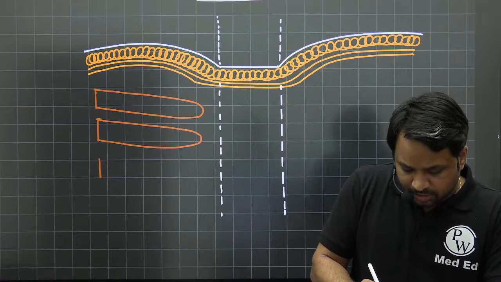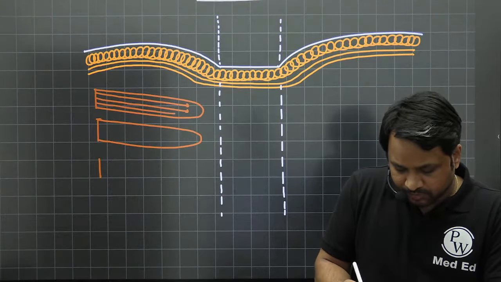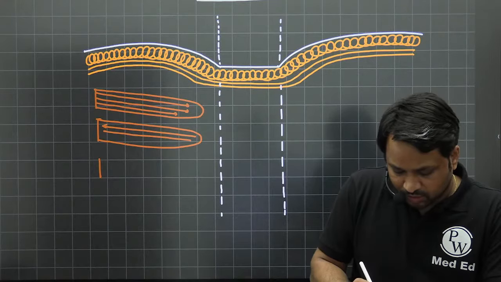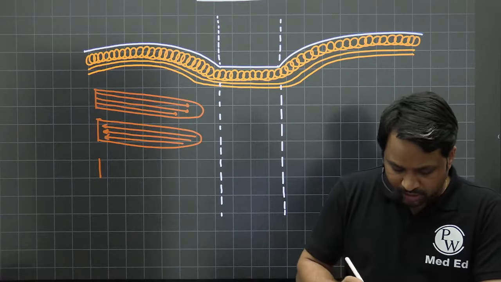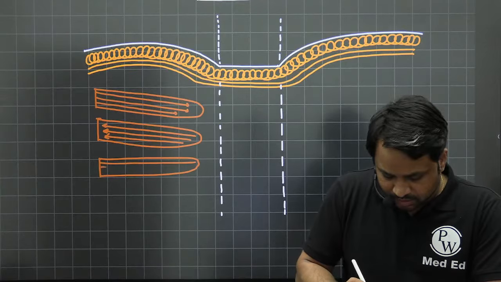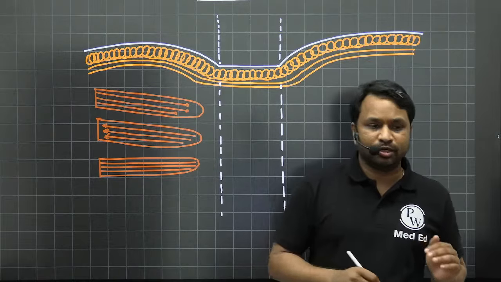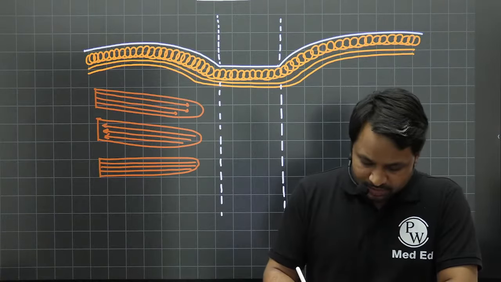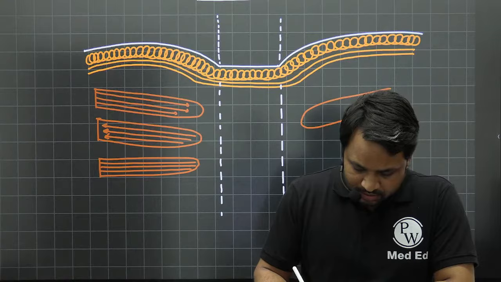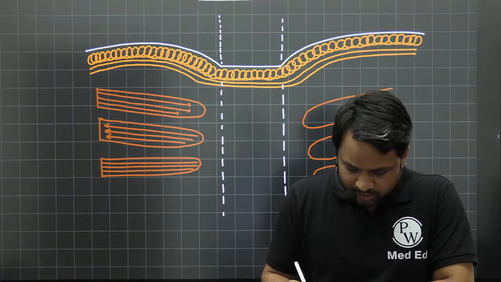Now external oblique muscle fibers will be pointing inwards as if you are putting a hand in your pocket. Internal oblique muscle fibers run as if you are taking the hand out of your pocket, so opposite to that of the external oblique. Transverse abdominis muscle fibers run transversely. So you have the external oblique muscle, the internal oblique muscle, and the transverse abdominis. The same set of muscles will also be seen on this side. This is your external oblique muscle, this is your internal oblique muscle, and this is your transverse abdominis muscle.